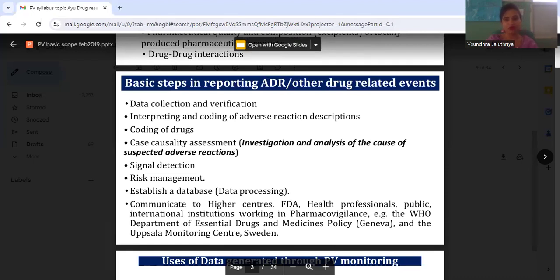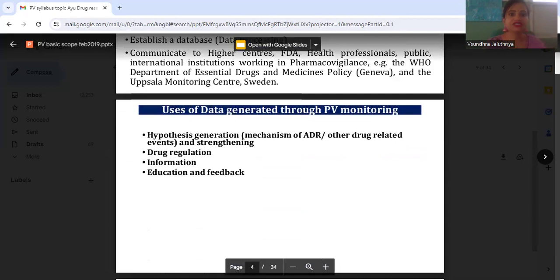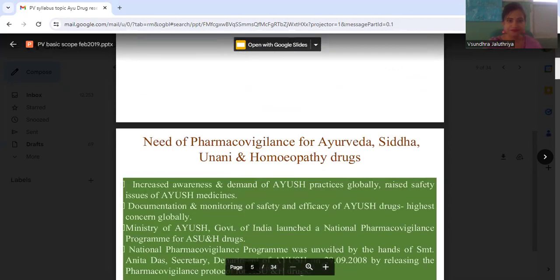institutions working in pharmacovigilance. An example is the WHO Department of Essential Drugs and Medicines Policy at the Uppsala Monitoring Centre in Sweden. Uses of data generated through PV monitoring: hypothesis generation, mechanism of ADR and other drug-related events, and strengthening drug regulation, information, education and feedback.